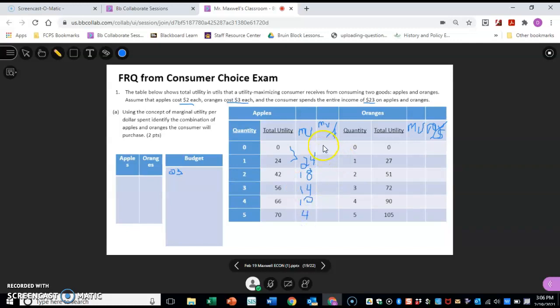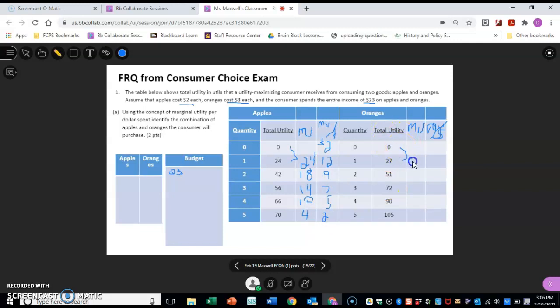All right. Now the key is, what is the price of the apple? So I can compare this against the two products. These apples cost $2. So the marginal utility per dollar is marginal utility divided by the price. So this is 12 utils per dollar. This is 9. This is 7. This is 5. And this is 2. All right, congratulations. We can do basic math.